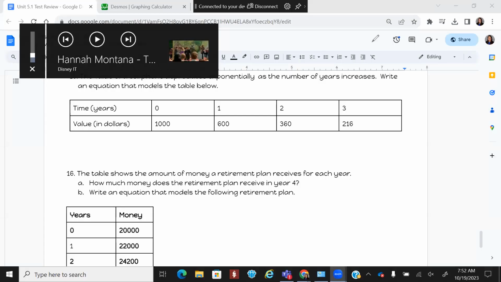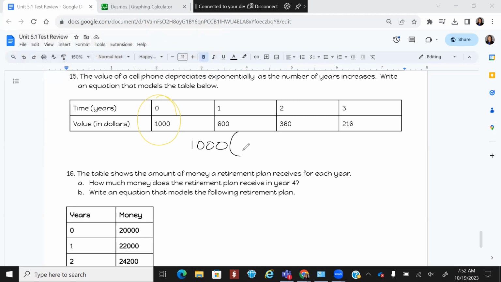Okay, so when we write the equation, we're going to use our y-intercept. So what is our y-intercept? 1,000. Okay, and then we're going to find the rate. Here's how you find the rate. Ready? If you take the second and divide it by the first, 600 divided by 1,000 is going to give me 0.6.